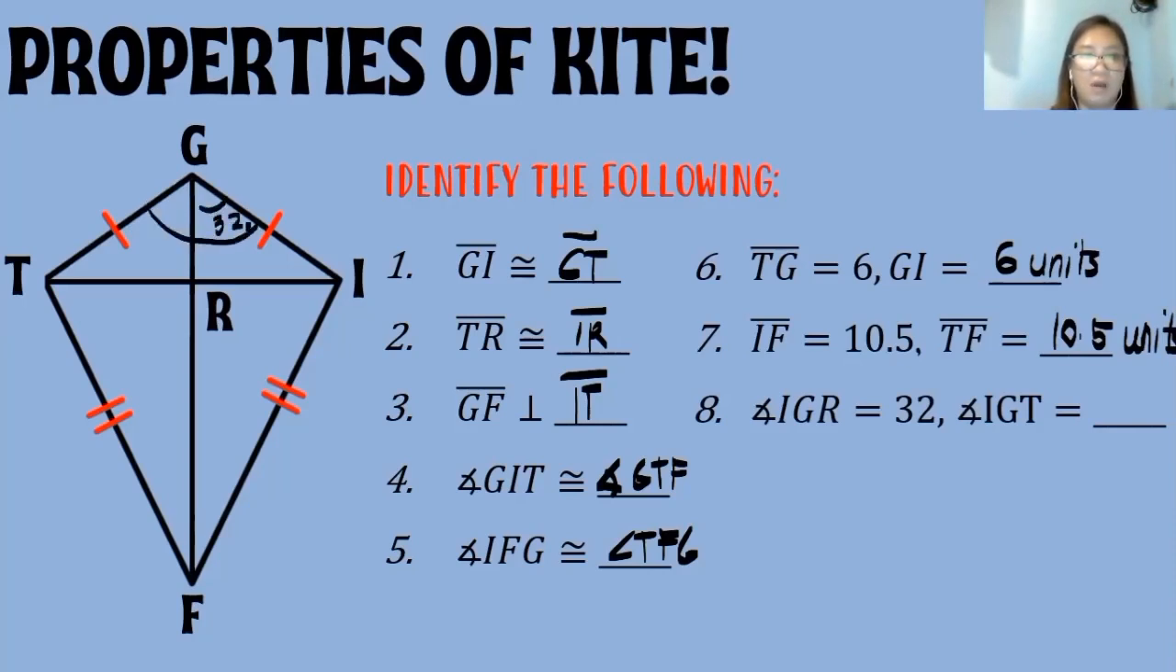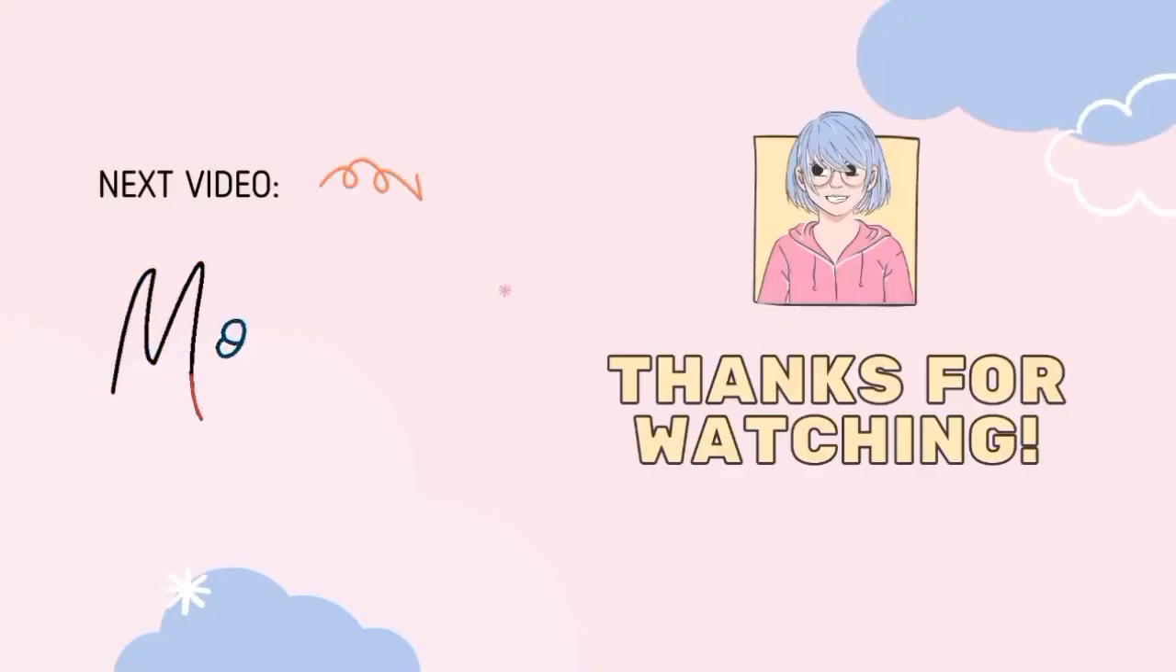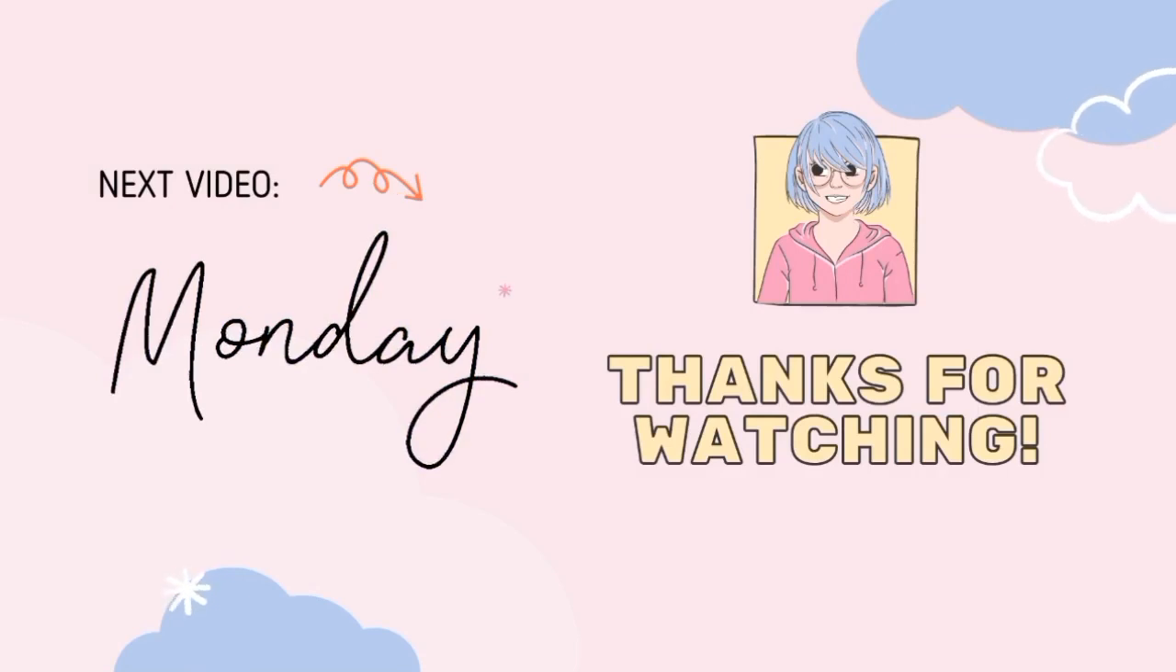Now, what is the measure of angle IGT? Okay, all you have to do is to multiply it by 2, or 32 plus 32, which makes it 64 degrees. And lastly, we have angle TFI, this one here, which measures 40 degrees. What is the measurement now of TFG, this one? All you have to do is to divide 40 by 2 and you'll have 20 degrees. Okay, that's how you solve or identify the measurements of angles and sides of a kite.